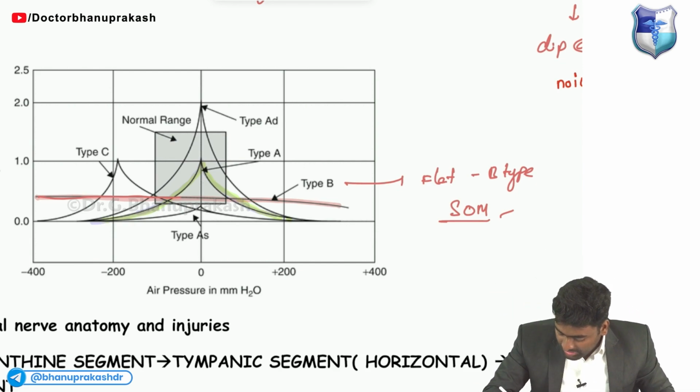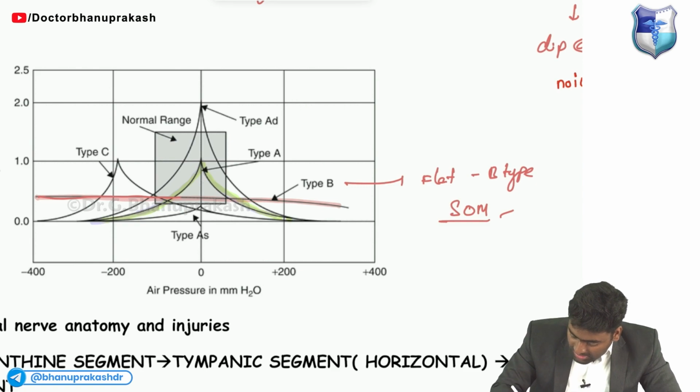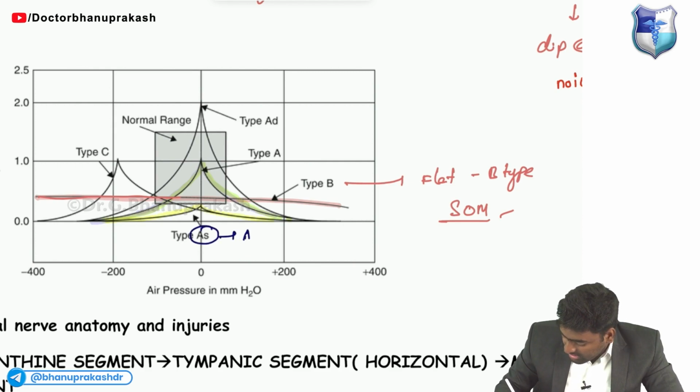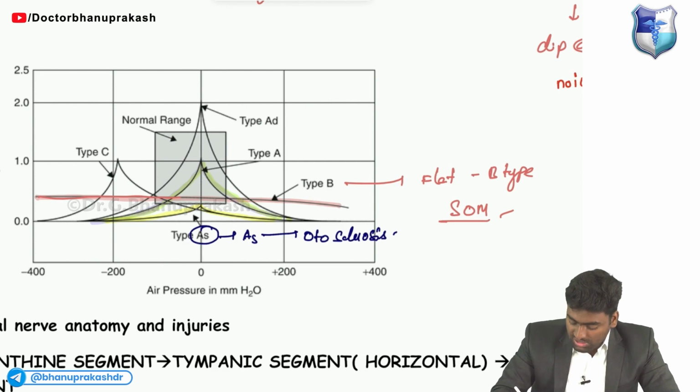Then if you see another type of graph, the same A type of graph but very small, a small graph, it will be seen in a case of otosclerosis. Okay, then we move ahead.